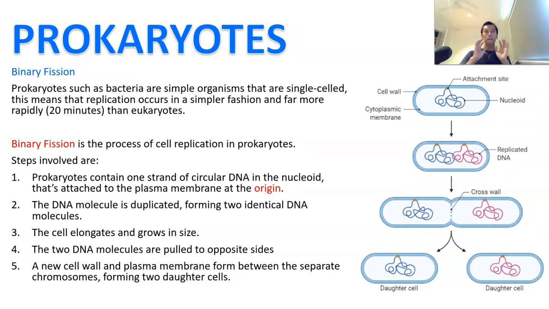Now, for prokaryotes, a bit of a sidestep, the process of cell replication actually has another name. It is called binary fission. Binary meaning 2, fission is to divide. If you were to fissure something, you'd break it into 2. So prokaryotes, like bacteria and archaea, are simple organisms, and they're single celled, which means the replication is going to be much quicker and far more rapid than your eukaryotic, more complex counterparts, right?